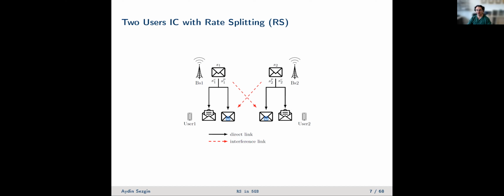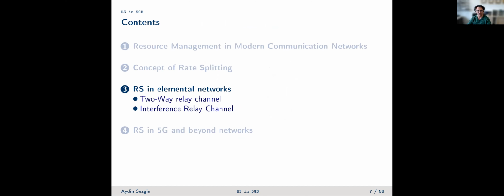So again, we have interference in this case. But here we have some structure in the interference which we can utilize. Okay? So that's the basic concept of rate splitting, and let's see how it is beneficial in elemental networks.